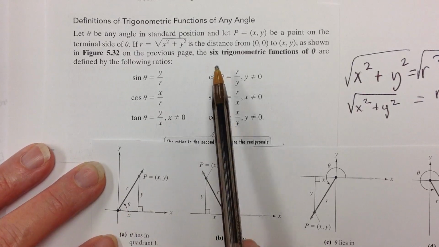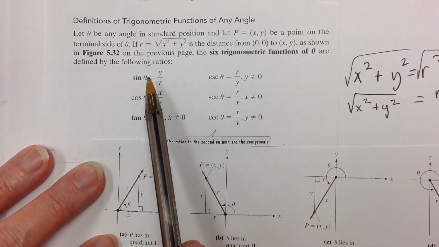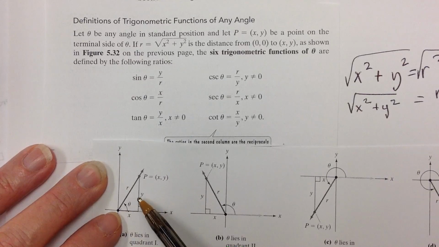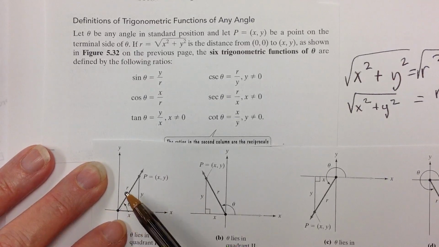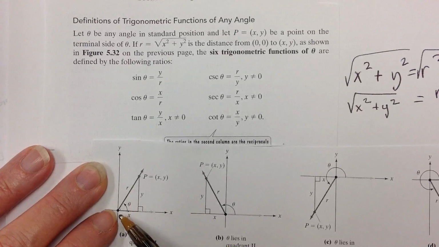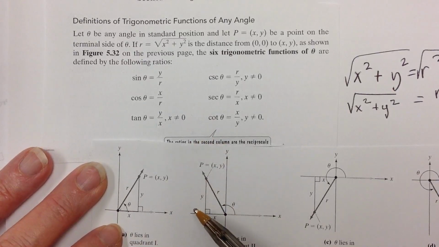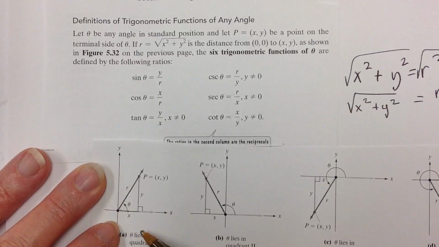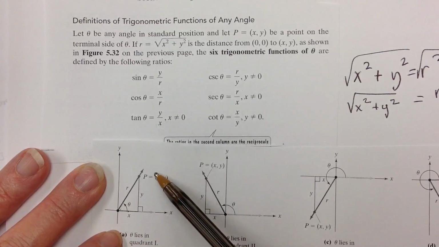With that being said, the 6 trigonometric functions of theta are defined by the following ratios. Sine is y over r. Cosine is x over r. Tangent is y over x. It's still Oscar had a heap of apples. It's just we're looking at it as x's, y's, and r. The x-axis, the y-axis, and then r.